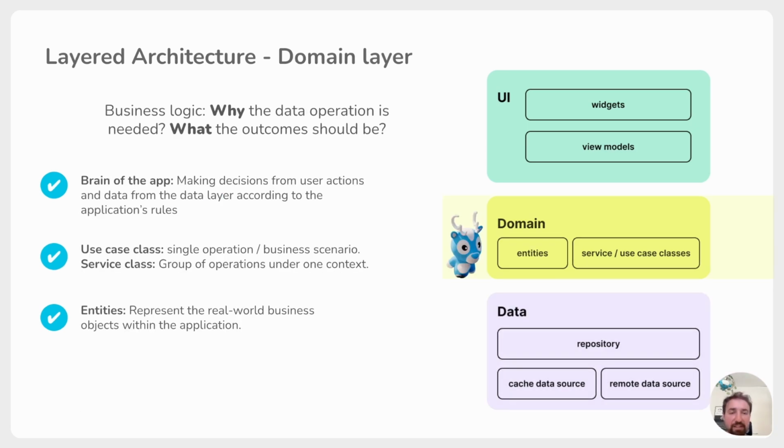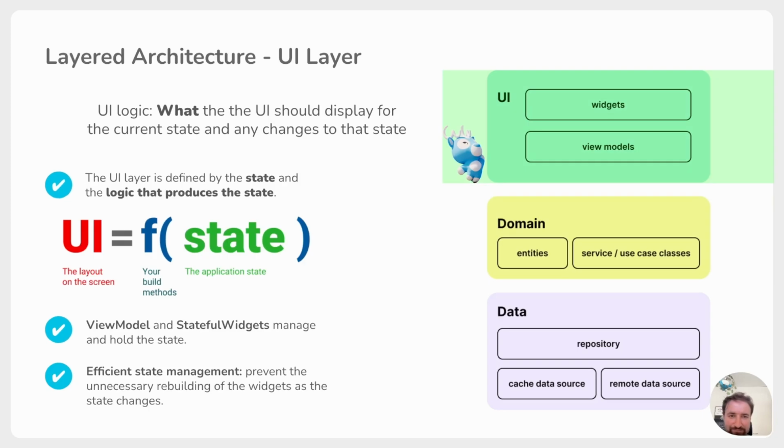Then we have the domain layer. It is the brain of the app. It has business logic defined by product leads or product designers. They give you the specs and you implement them in this layer. The business logic is about the why. Why do we need these data operations and what will the outcomes of these be? You may use use case classes to represent a single operation or service classes to group the scenarios under one context. Then we have the entities.